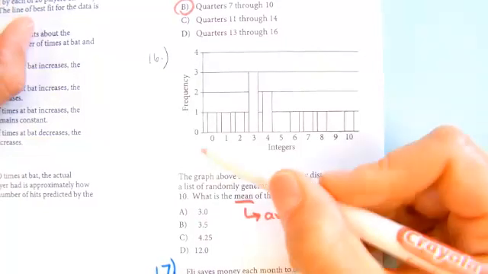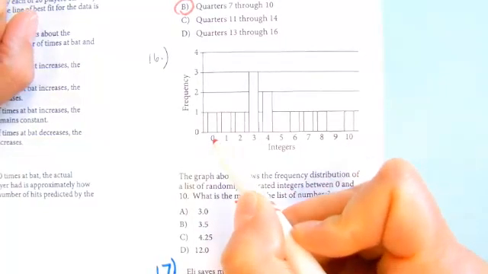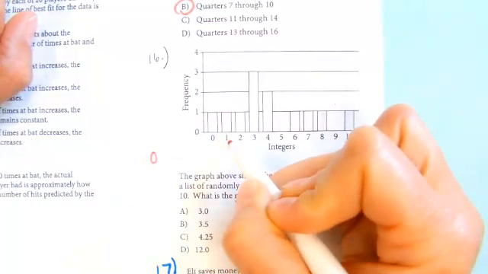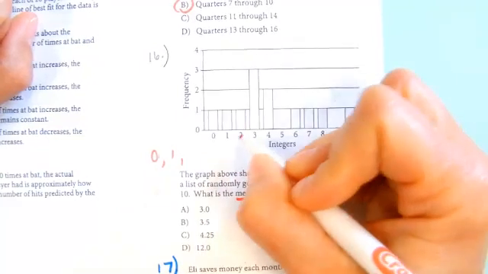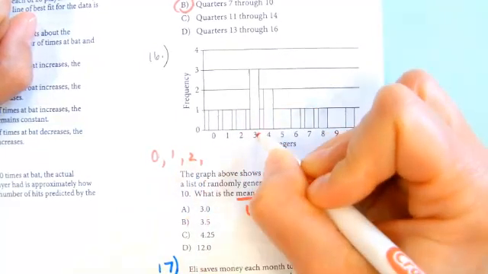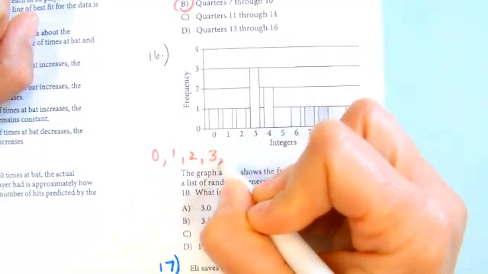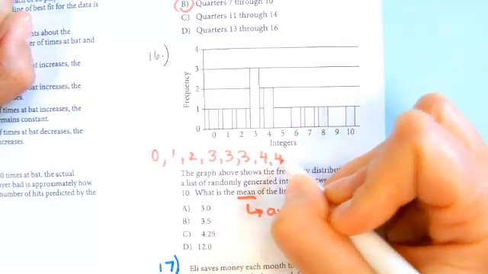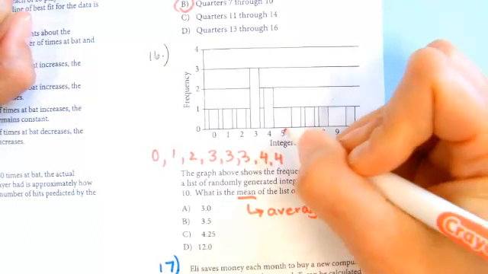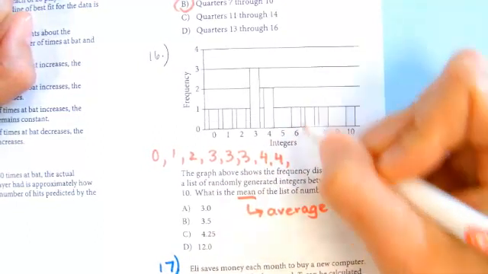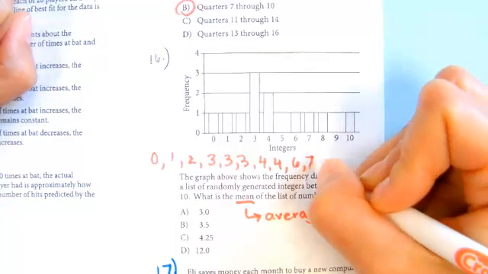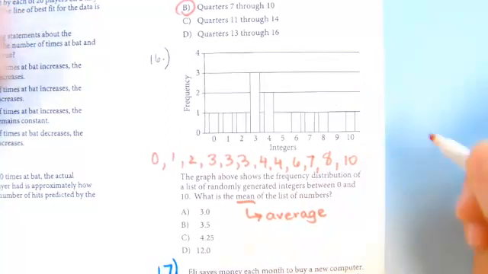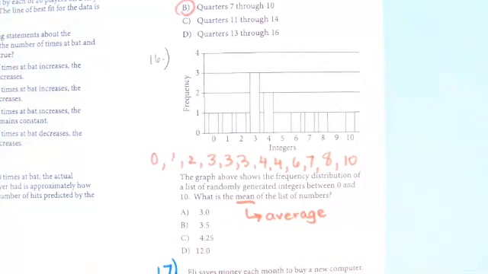Okay, so first of all, what you have to realize is that 0 occurs one time. That's what that means. So we're going to write 1 0. 1 occurs one time. 2 occurs one time. 3 occurs 3 times. So we write 3 3s. 4 occurs 2 times. 5 doesn't occur at all. So there's no bar there. So you don't write 5 down. 6 occurs one time. 7 occurs one time. 8 occurs one time. There are no 9, so we don't write that down. And 10 occurs one time. So these are the numbers that were the results.